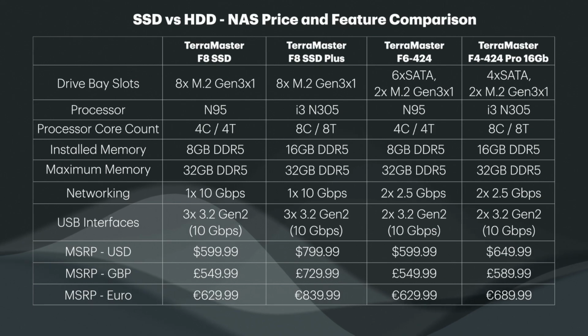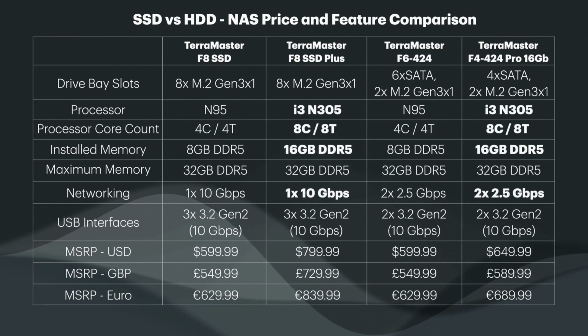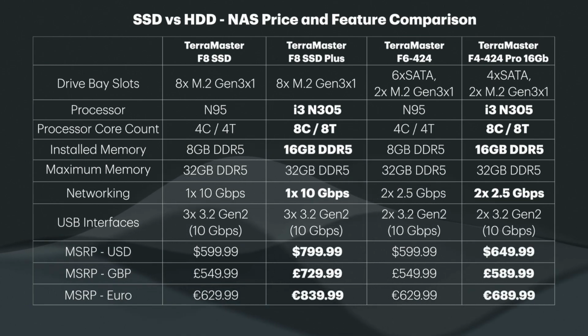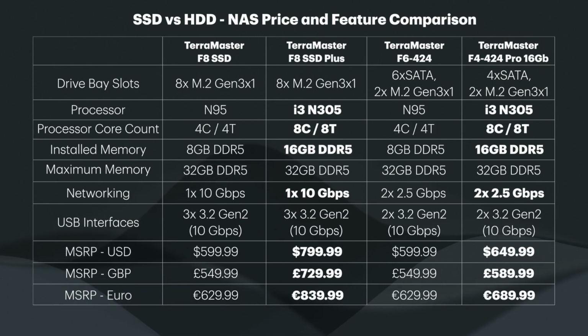Then looking at the F8 SSD Plus, this has the same CPU and memory spec as the F4 424 Pro 16 gigabyte unit. And again, the hard disk unit comes here with 2x2.5 gigabit networking and only the 2 USB 3.2 ports compared to the 10 gigabit networking and the 3 USB ports on the SSD model. So the SSD unit here is $150 more expensive at $799 USD compared to $649 USD for the hard disk unit, which would also likely be a little more expensive than the 6-bay if there were one, which there isn't, as the 6-bay is only currently available in the basic or max version. But typically the markup has been $100 to go from a 4 to a 6-bay.